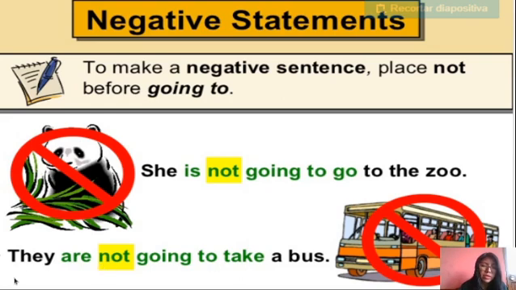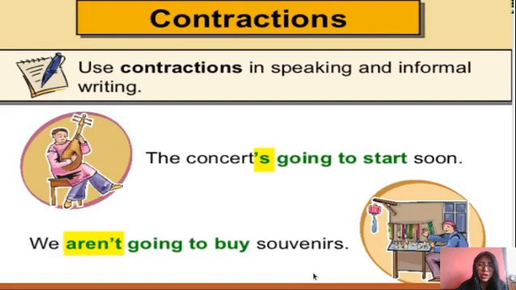You are going to use the subject, the verb to be, the word not, going to, and the verb in the base form in order to make negative statements. Also the complement. Okay? So I think that is easy. So we are going to review the contractions. Pay attention. Use the contractions in speaking and informal writing. Okay, in this case you can use contractions.